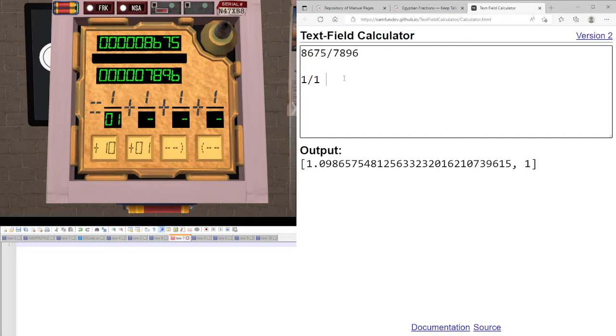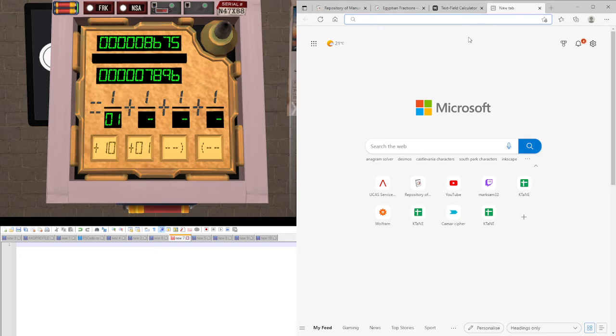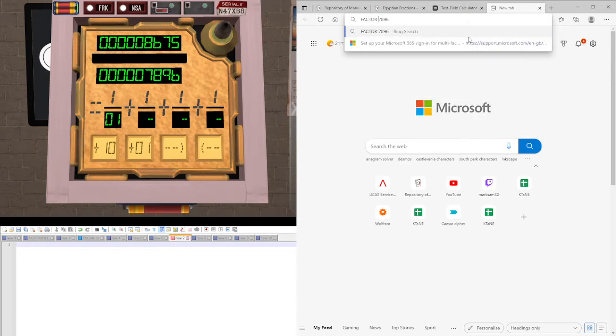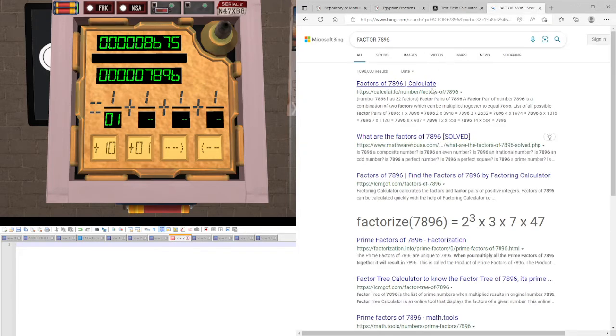Now, a way I figured out how to get basically a starting block is to find out what the factors of the bottom number are. So, factor. I don't know what it is down there, but here are the prime factors of it. Not 23, but 2, 2, 2, 2.